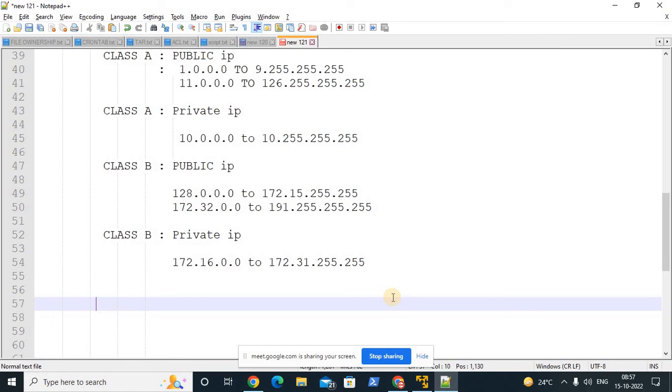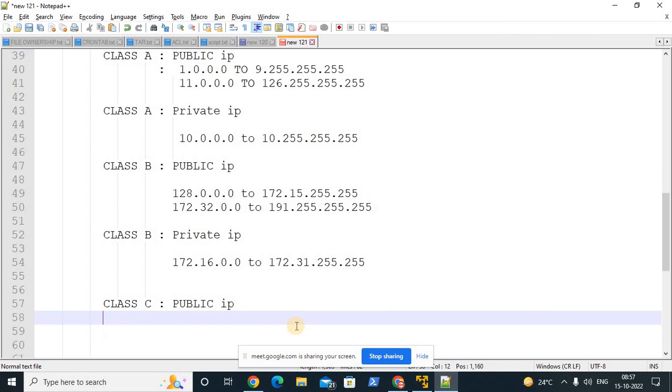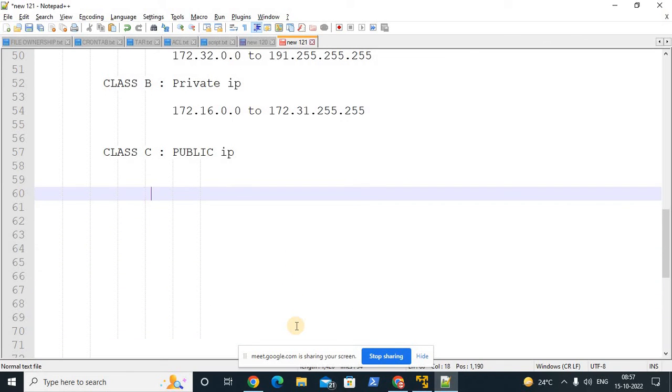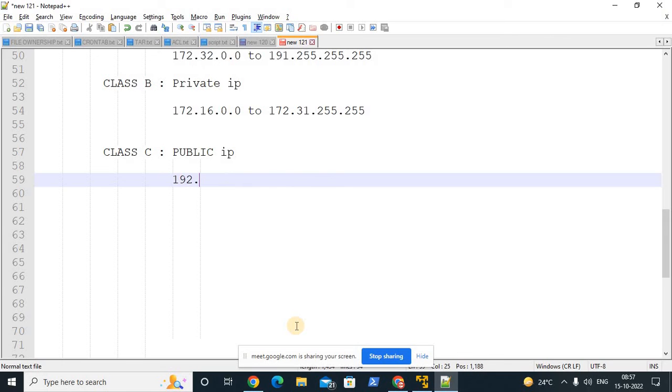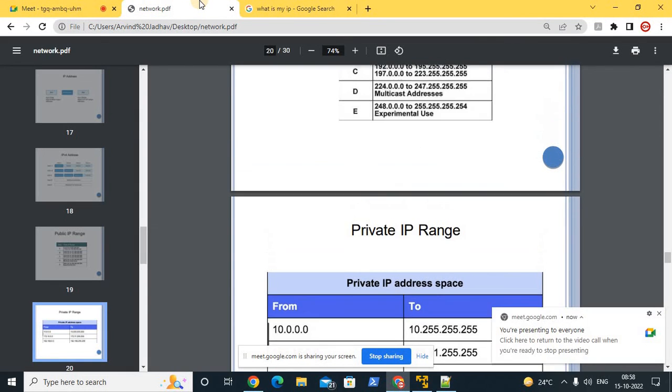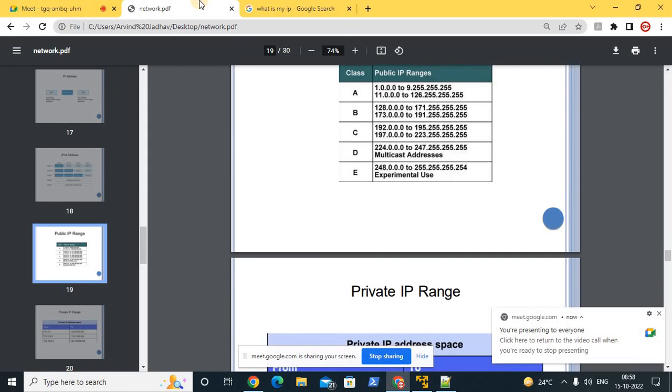And class C is easy. Class C public IP, with the range of 192.0.0.0 up to 192.168. The general range is 192 to 223.255.255. It starts from 192 and goes up to 223, right.